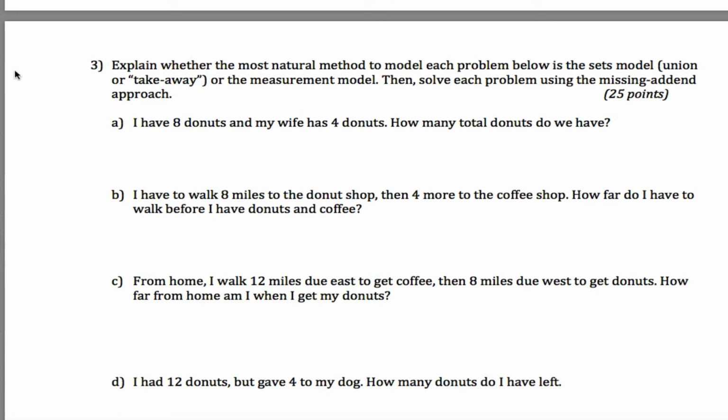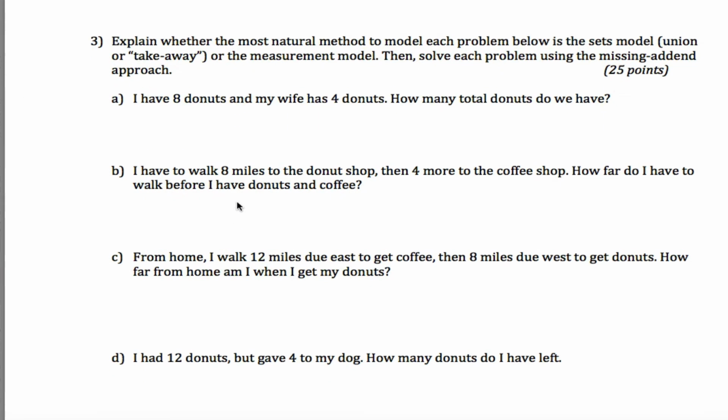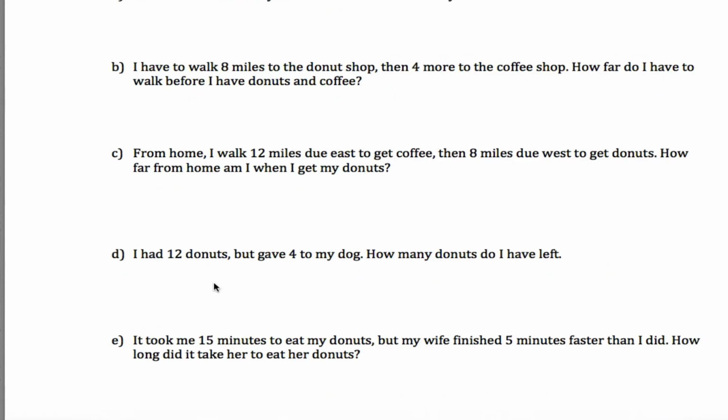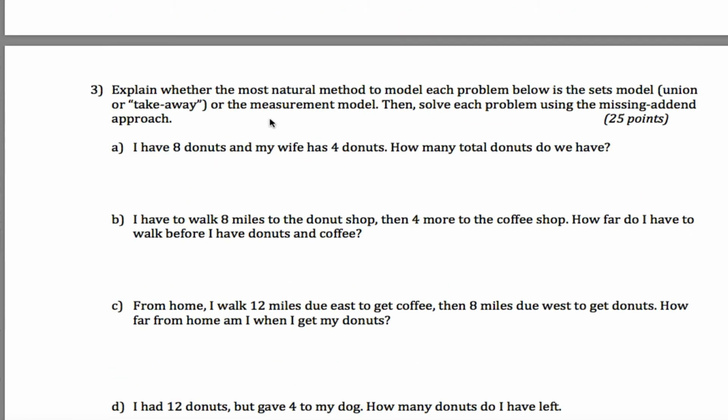All right, next problem. What's going on here is I have a bunch of word problems, I guess, or short word problems. Looks like there's 5 of them. And I'm asked whether the set model or the measurement model would make more sense to do. So essentially the set model is like when you're taking the union of a couple of different sets, or you think about, you have some objects and you're taking them away from your set. And the measurement model, think number line.